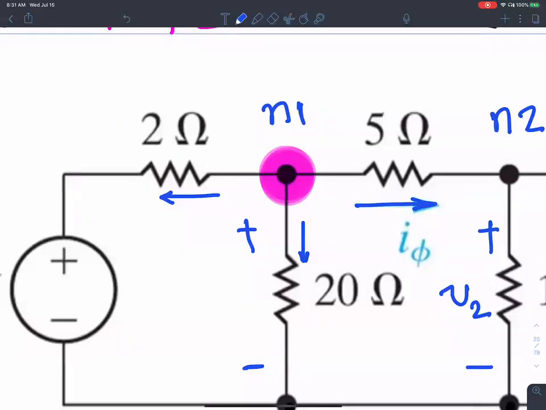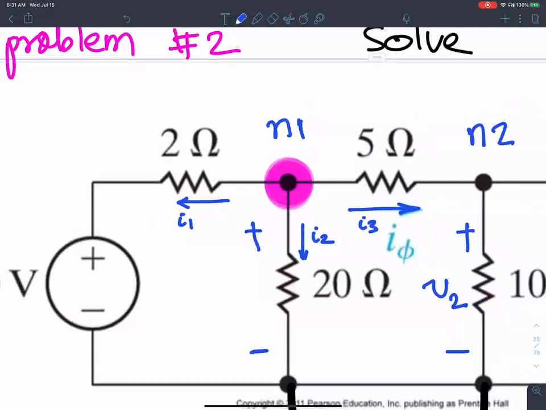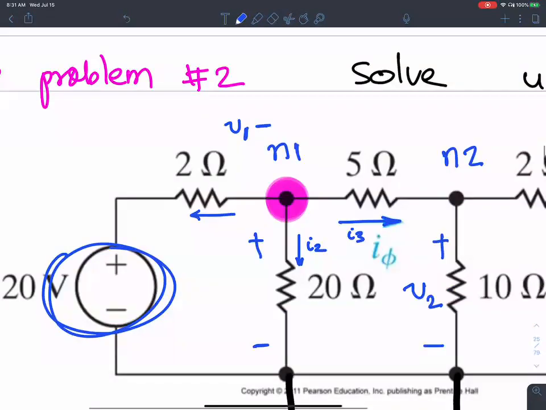Let me see if I can write the current equation. So this is going to be I1, I2, I3. I don't have to name them at all. I can simply look at this, for example, what's the current leaving in this 2-ohm resistance, westbound? That's the voltage at this node minus the voltage applied, which is 20 volts.